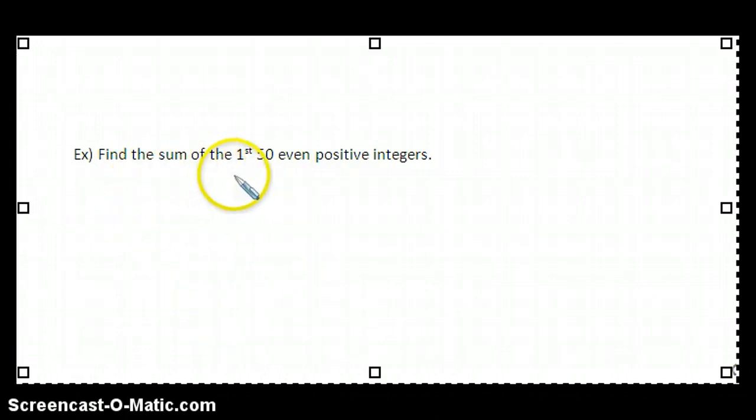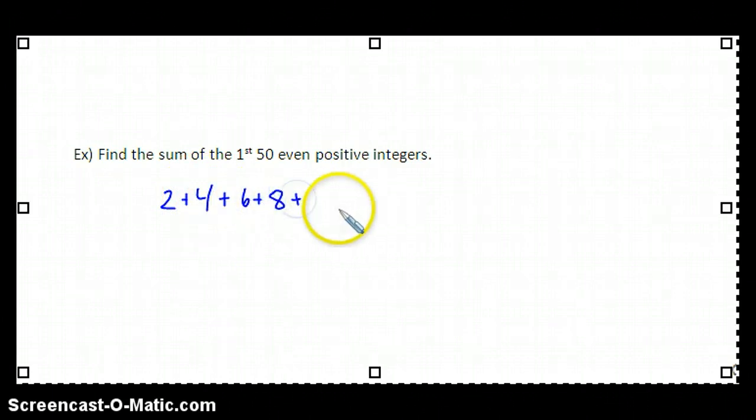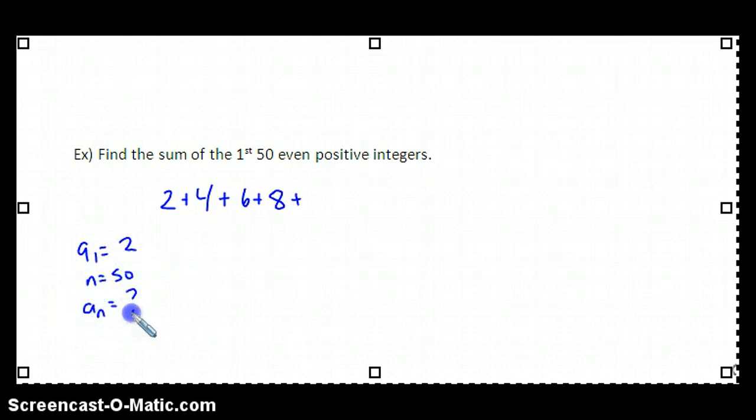Find the sum of the first 50 even positive integers. So like I was saying, that would be 2 plus 4 plus 6 plus 8 plus, and I keep going until I get to 50 integers altogether. So here's the problem that I see with that: how do I know where my stopping point is? I know if I'm going to use the formula that my a sub 1 is going to be 2, there's going to be 50 integers, but what is my a sub n going to be?